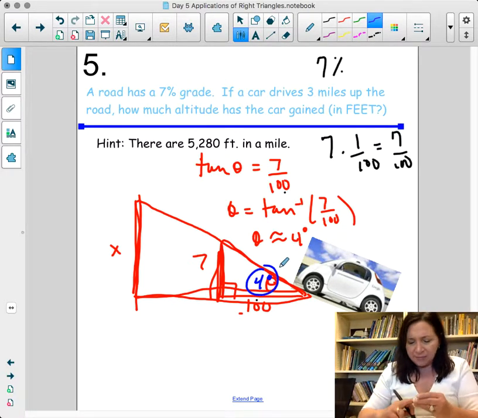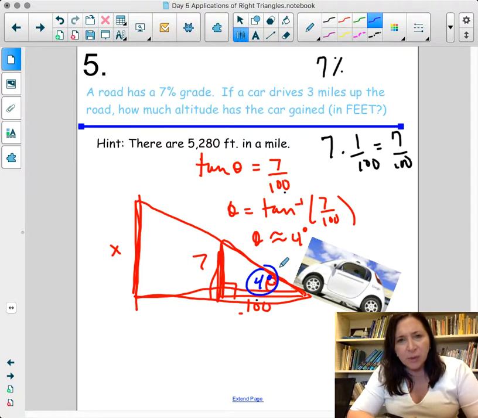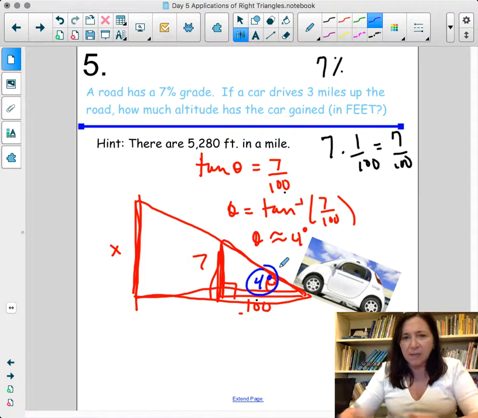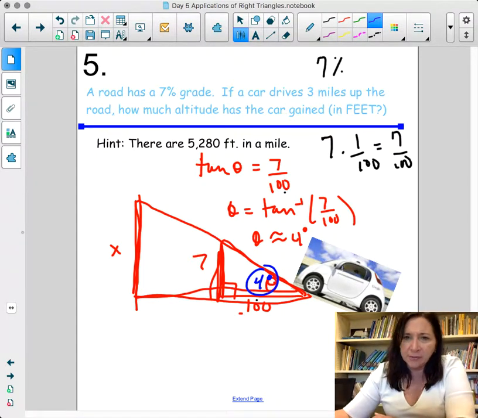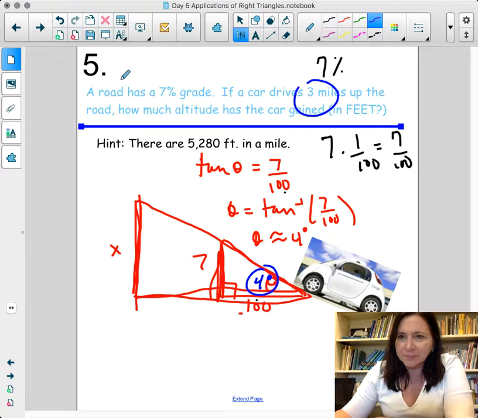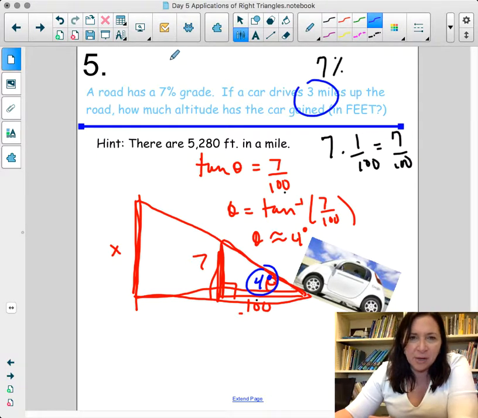So once we have that value, now we have to figure out, well, first of all, we know that the car drove 3 miles. And so this was in the direction here that it's driven 3 miles. And we know that 5,280 times 3 is approximately, what is that?